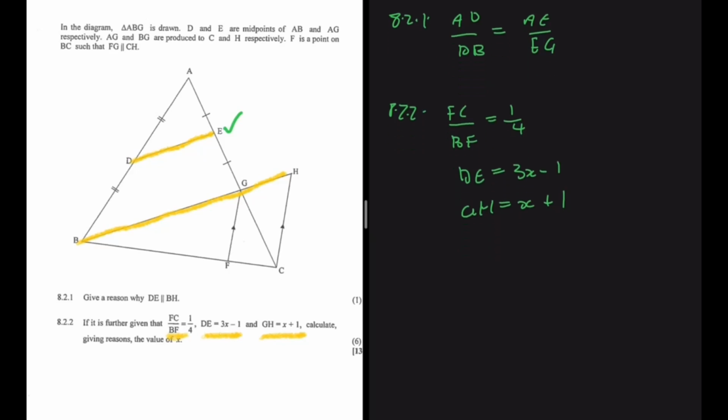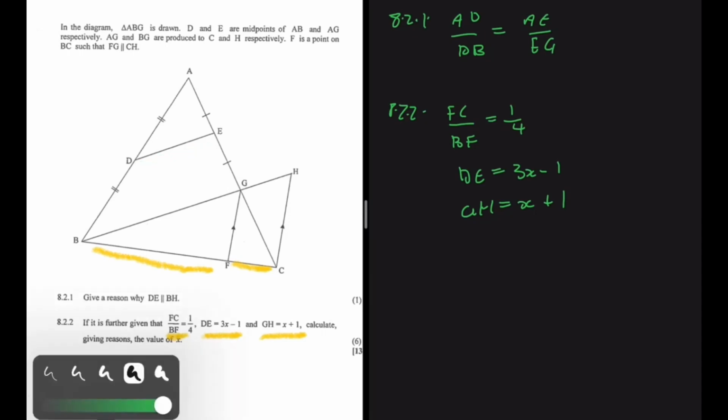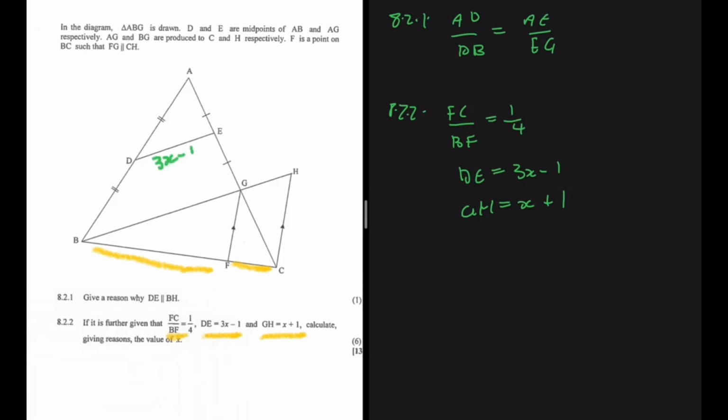So right now, let me just erase this line. So right now we know that FC divided by BF is equal to 1 divided by 4. And then we are given DE, the length of DE in terms of variables. So let me just write it down. We're given 3x minus 1 here. And then what else are we given?